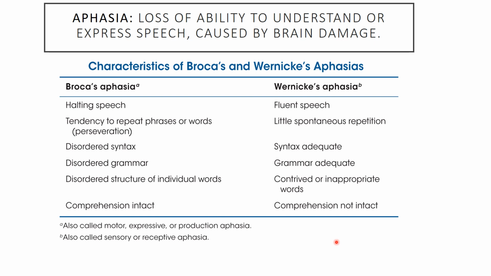So yeah, aphasia, just to summarize this again, is the loss of the ability to understand or express speech caused by brain damage. And this is a nice summary of the differences between Broca's aphasia and Wernicke's aphasia. Halting speech in Broca's aphasia, fluent speech in Wernicke's aphasia. These people have comprehension, but they are unable to create normal words in the proper order, with the proper syntax and grammar. Whereas in Wernicke's aphasia, they seem to have all those things together, but they have very poor comprehension.